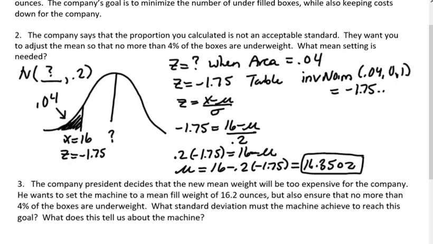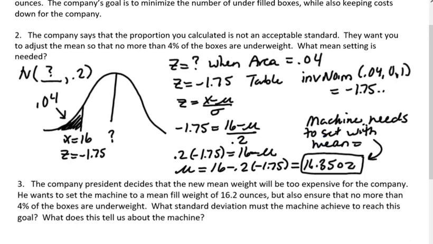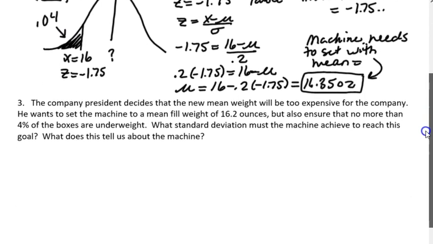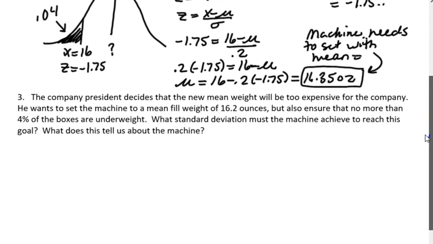So the machine needs to be set with the mean equal to this. Now that means more of the boxes will be at an acceptable weight. All but 4% of the boxes will be at an acceptable weight, but it also means you're going to have a lot more boxes overfilled with extra cereal.